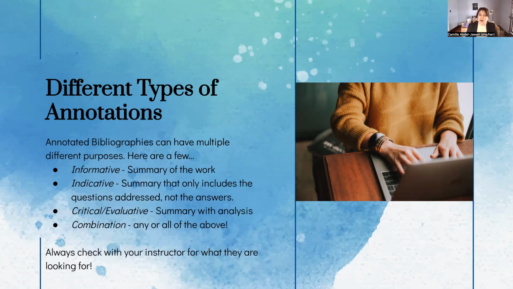Another type of annotated bibliography is a critical annotated bibliography or an evaluative one. So what that means is there's going to be some summary, but there's also going to be some analysis of the author, of the resource, of the claims or points that they make, and more. We're going to put our critical thinking hats on, and we're going to say, this contains some bias, or this could use some nuance, or this is not always agreed upon in the field. Those are all really important things to note if you're doing a critical or an evaluative annotated bibliography.